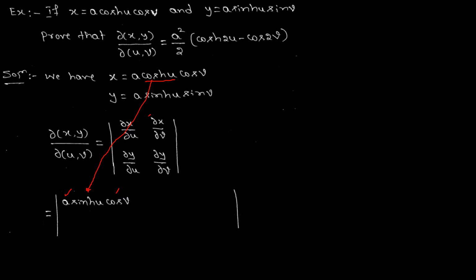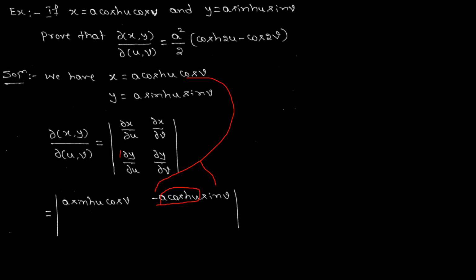Now let us differentiate ∂x/∂v. That is, we have to differentiate x with respect to v. We have to treat a and cosh u as constants now. Yes, we have written a cosh u as it is, and differentiation of cos v is minus sin v, which we have written here.